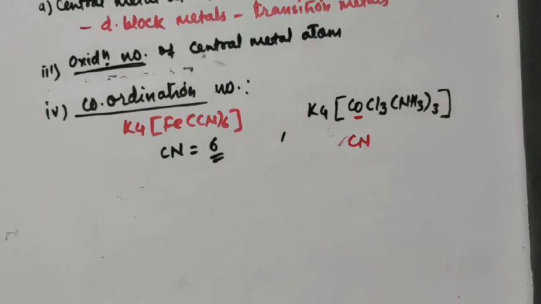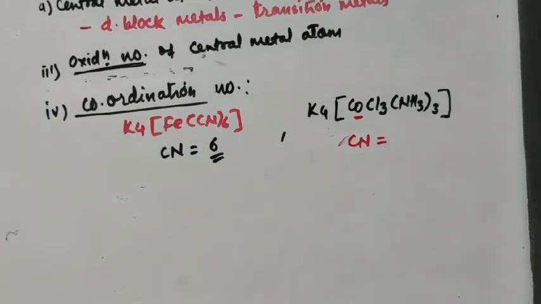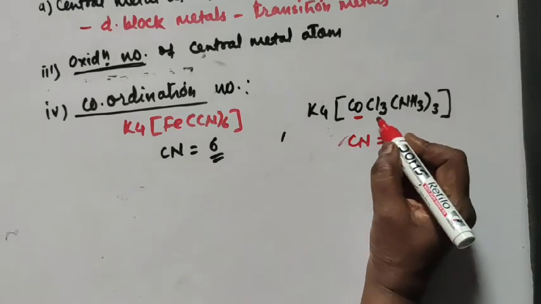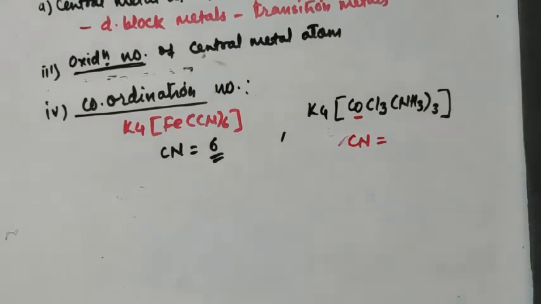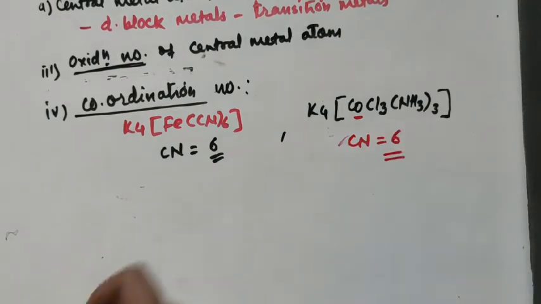Only one atom can donate a lone pair of electrons for the bond formation. So wherever these are monodentate, the coordination number is just the number of ligands attached with the central metal atom. 3 chloride and 3 NH3 groups are there. 3 plus 3 is 6. So 6 is the coordination number of the central metal atom.